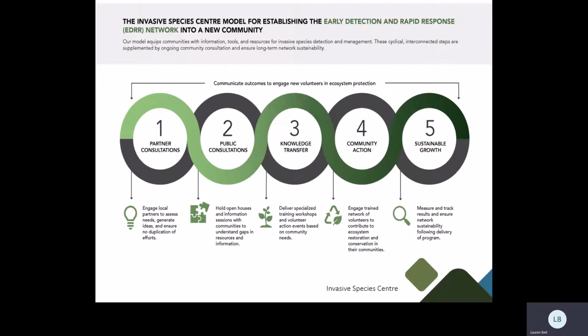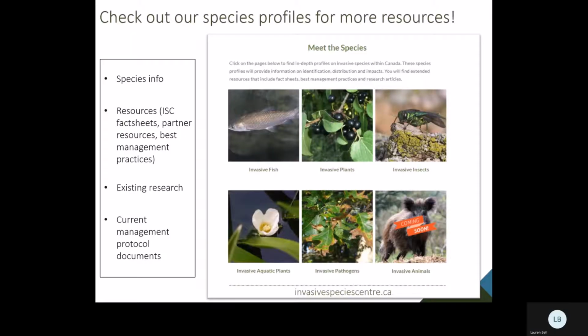This is the model used by the EDRR network to establish into new communities. We are currently funded by the Ontario Trillium Foundation and are in phase 3 and 4, so knowledge transfer and community action in our new catchment in Eastern Ontario. We've used this model to establish in several different communities across Ontario.